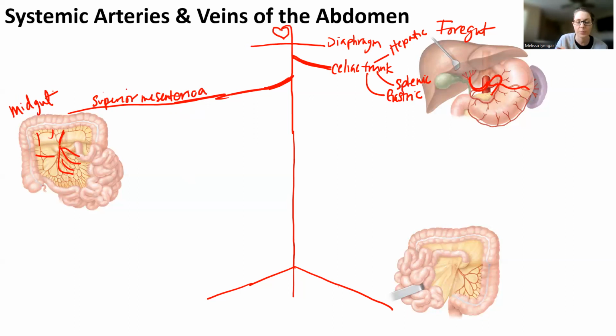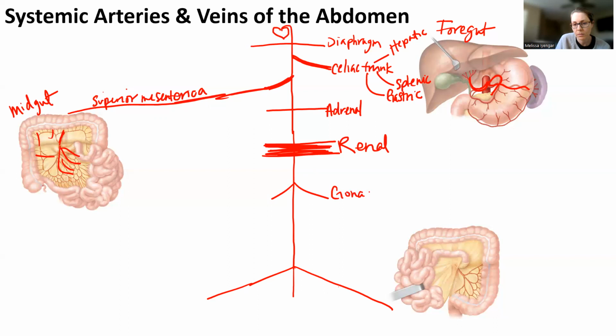So again, it's an unpaired artery. Then the next are going to be paired. So we have a right and left adrenal, which are going to go to the adrenal glands. And then we'll have a nice, really big, thick renal, which is going to go to the kidneys. Right underneath that, we're going to have gonadal. If it's coming out straight, it's going to ovaries. If it's coming out longer, it's going towards the testes.